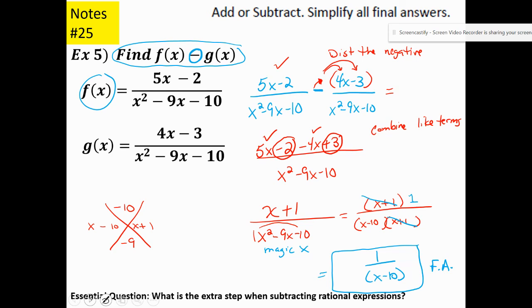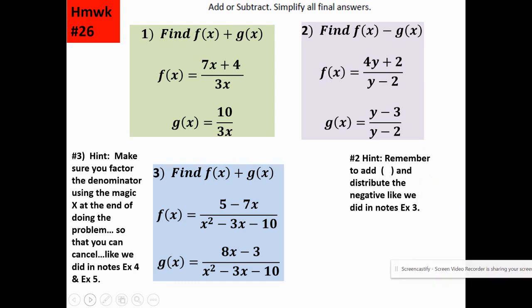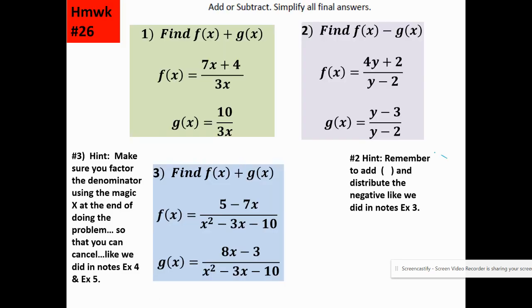Hit pause if you need a minute. Okay, so here is your homework. I kind of put them in colored boxes because I thought it would help you read it easier. So number 1 is just an add. Number 2 is a subtract, and I put a hint. Remember to add parentheses and distribute the negative like we did in example notes number 3.